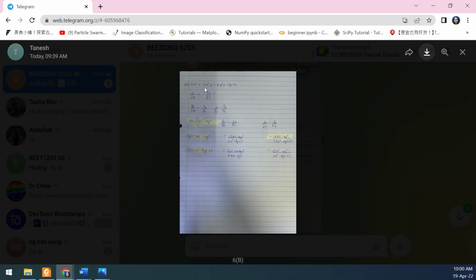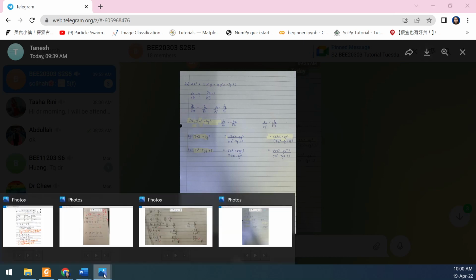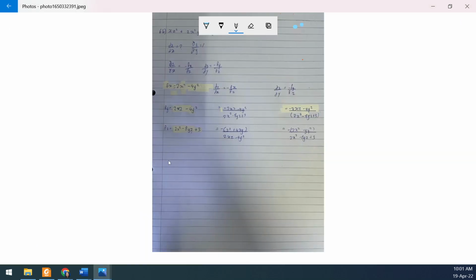So you can bring everything to left hand side. Let me rewrite your function here. 6b, you have xz squared plus 2x squared y. The right hand side bring to left hand side, so minus 4y squared z minus 3y plus 2 equal to 0. So this is a function of x, y, z defined implicitly.